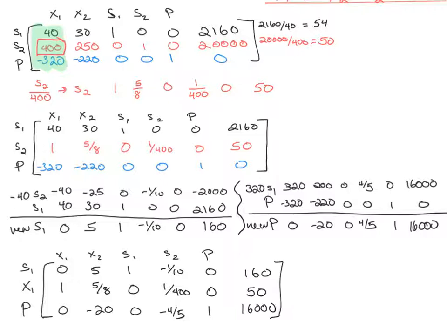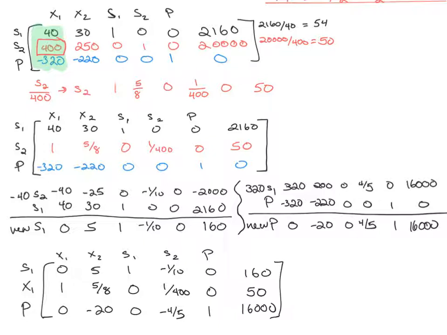The first thing I did was I found the pivot column based on the most negative number between all of the negative numbers in the bottom row. So I knew this was my pivot column. From there, I had to take every element in the last column and divide it by the element in the same row. So I took 2,160 divided by 40, got 54. Then I took 20,000 and divided it by 400 and got 50.